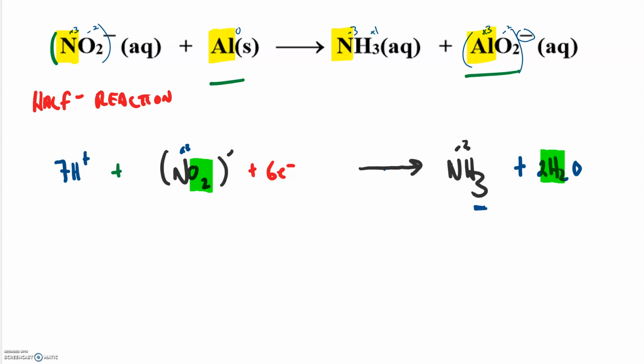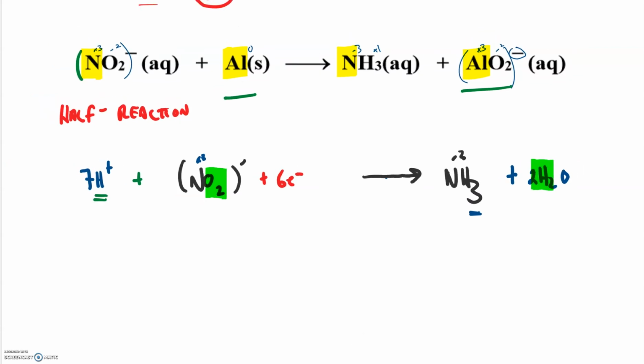Okay, let's pause for a second. This is where the difference in basic and acidic conditions applies. Because under basic conditions, we can't just leave hydrogen lying around by itself. And so I'm going to counter the fact that I just added 7 H pluses by also adding 7 hydroxides.